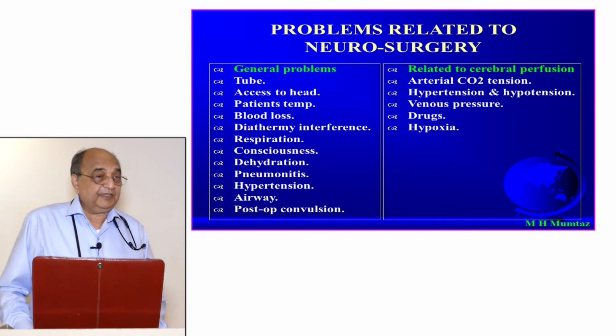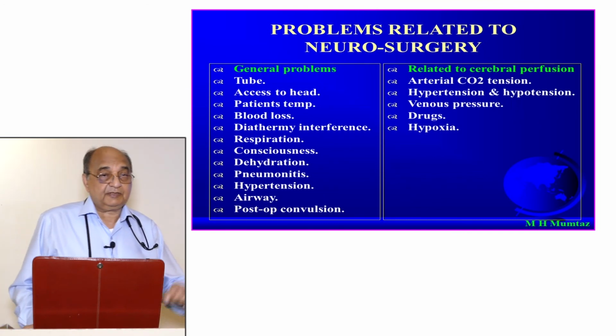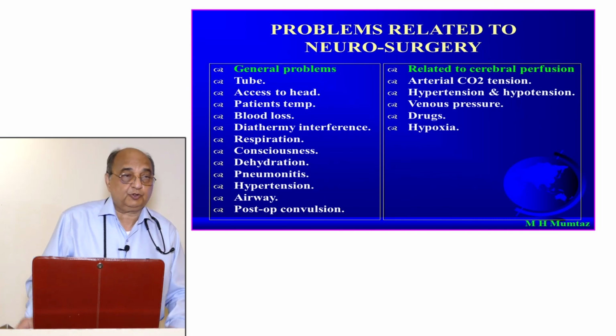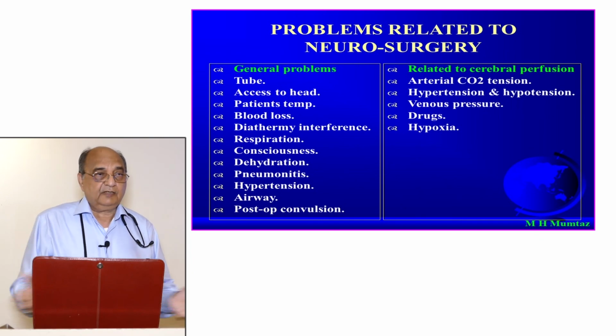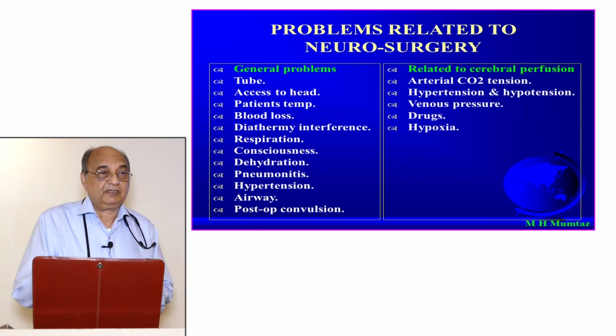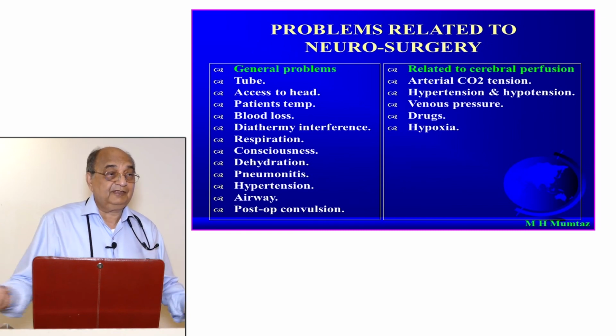Then the patient's temperature should be monitored, central temperature as well as peripheral temperature. It is the difference that is important. The difference between central and peripheral temperature tells you the perfusion of the tissues, the perfusion of the periphery.